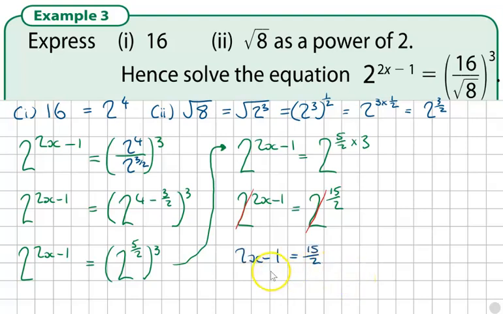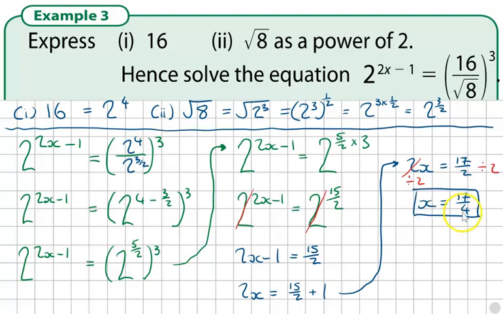And now I'm going to do letters to the left, numbers to the right to solve for x. So the minus 1 comes over the equal sign and becomes plus 1. And 15 over 2 plus 1 becomes 17 over 2. And then dividing both sides by 2 to get the x on its own, we get x is equal to 17 over 4. So we are asked to solve the equation. So x is equal to 17 over 4.